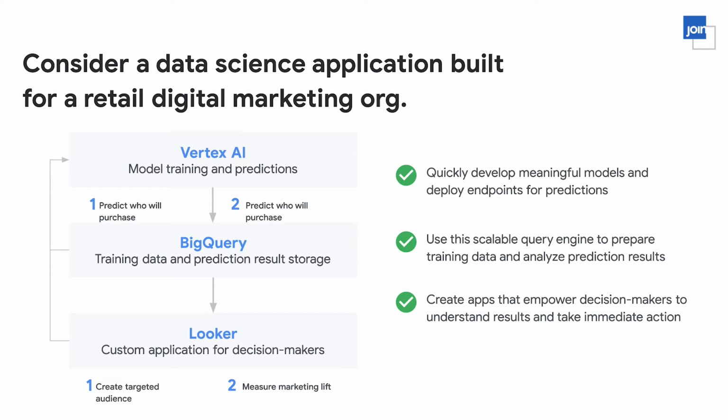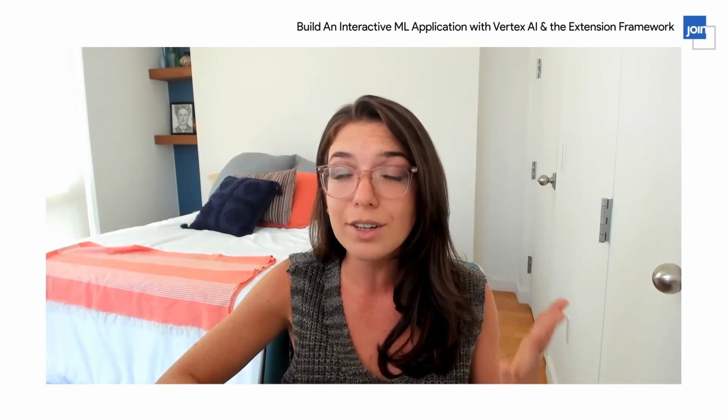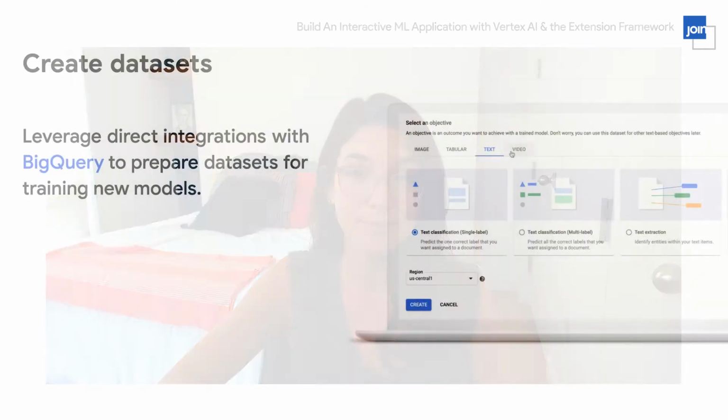But in order to actually run predictions from Vertex AI, predictions off of those models that we just created, we want to create a machine learning application that our business users can interact with. This is where Looker comes into play. With Looker's extension framework, we can build a custom model that allows our users to run different predictions from Vertex and also analyze the results in a dashboard and Looker's Explore environment. So now that we know how all these pieces fit together, let's jump in and start talking about Vertex AI.